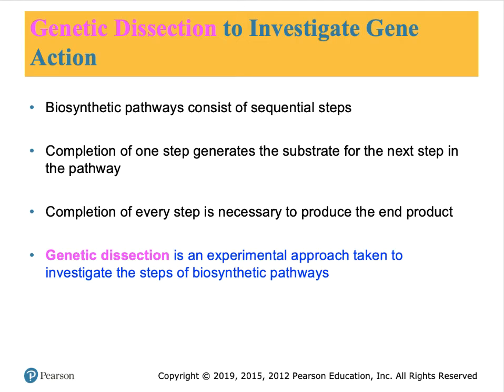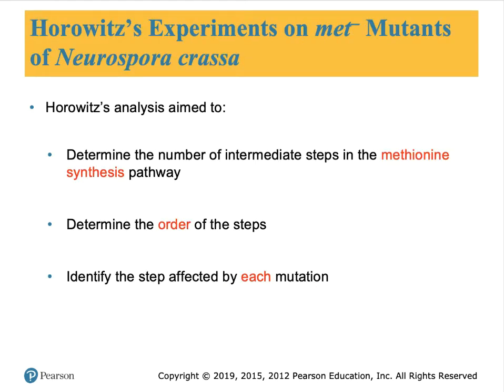Beadle and Tatum used an approach known as genetic dissection. In this, an experimental process is designed to investigate the steps of a biochemical pathway. It can be biosynthesis or biobreakdown. The work of Horowitz demonstrates this. He was also working on Neurospora crassa, the fungus, and he was aiming to discover the pathway responsible for the generation of methionine, an amino acid. And he wanted to determine the steps leading to the production of methionine inside this fungus. His goal was to identify every step by using mutations.